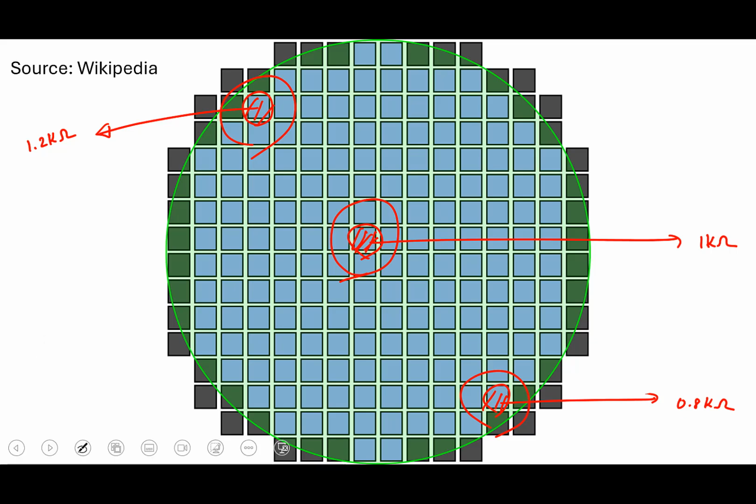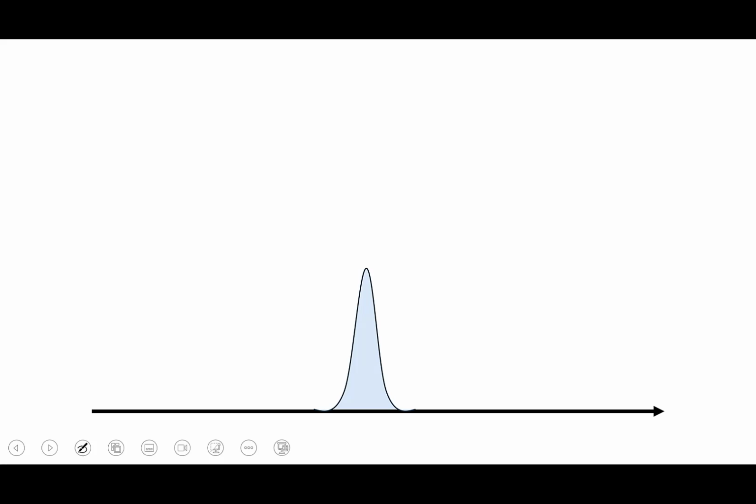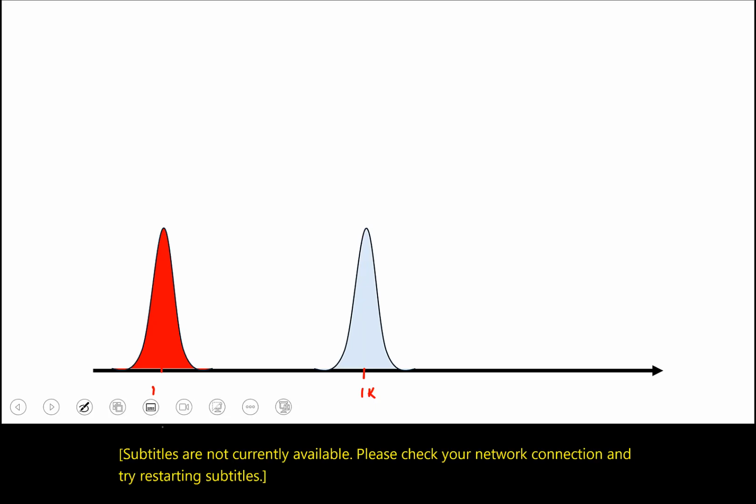So this was the distribution from one chip, and this will be the distribution for another chip. So let's say this was 1K, this might be, oops, I don't want subtitles, how do I do that? Okay, fine.